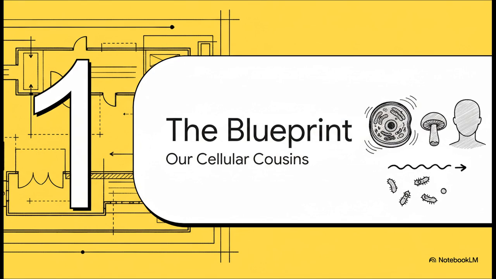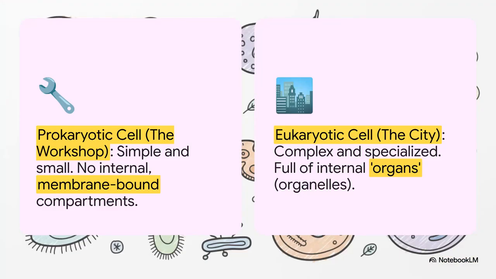Okay, so let's start with that blueprint. All complex life, and I mean everything from a mushroom to you and me, is built from this one specific type of cell. It's called a eukaryotic cell, and it is worlds apart from simpler life forms like bacteria. Here's a great way to think about it. Imagine a simple bacterium, that's a prokaryote, is like a tiny workshop. You know, just one big open room where everything happens all at once. But a eukaryote? Oh, that's like a whole bustling city with specialized buildings and different departments, and each one has a very specific job to do.